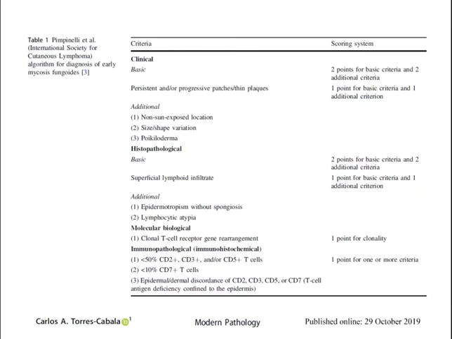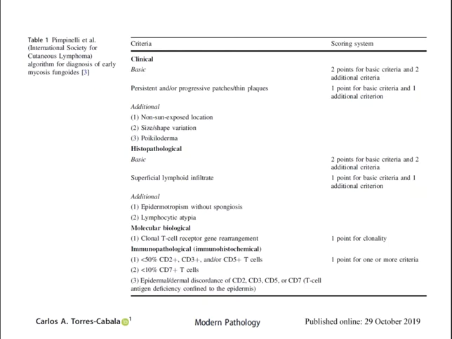So you have 2 points for clinical, 2 points for histology, 1 for molecular, 1 for immuno. If you have the perfect case, you have two points for clinical, and you have epidermotropic atypical lymphocytes. You have the 4 points. That's it. You have the diagnosis done.